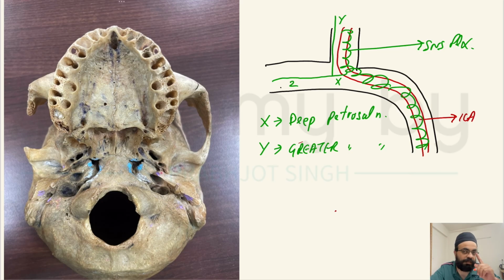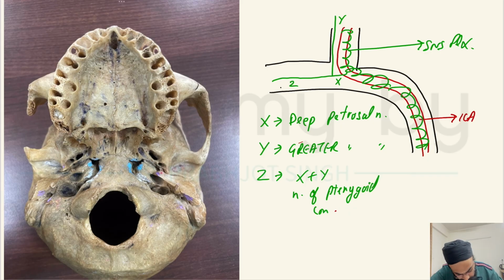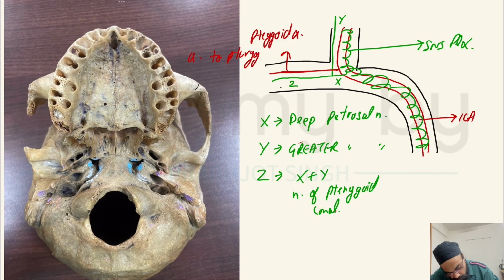कौन से फोरामेन से पास करती है? ओवेल से. मेल में था L. And the nerve Z जो X और Y को मिलके बनती है. So it is formed by X and Y, and it is the nerve of the pterygoid canal. And the internal carotid artery also gives a branch over here, and this is known as the pterygoid artery or artery to the pterygoid canal. सब समझ में आया?